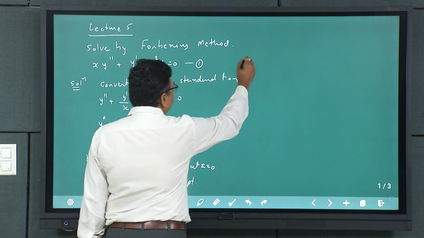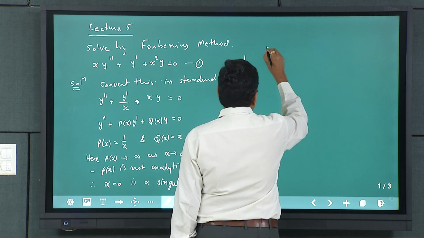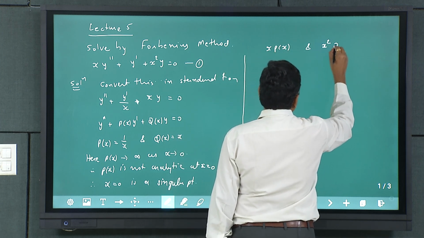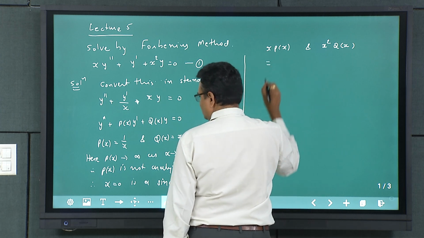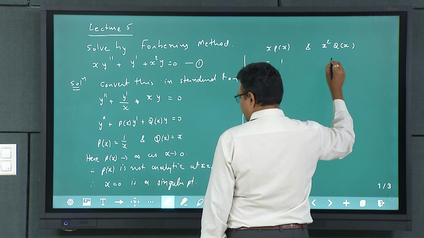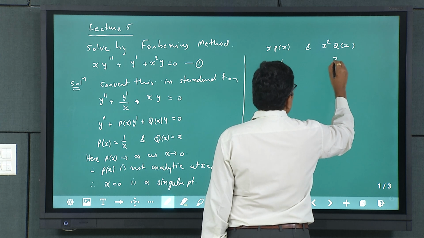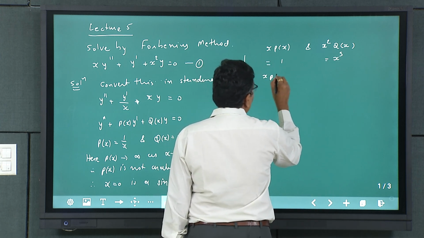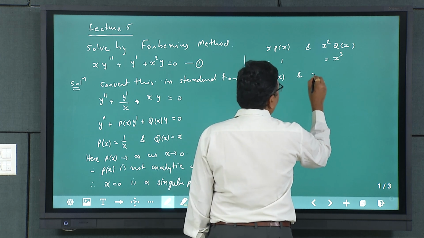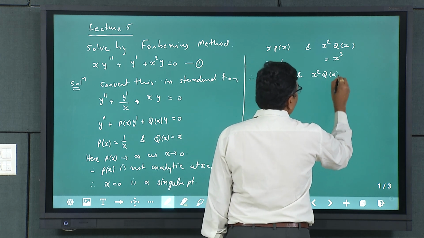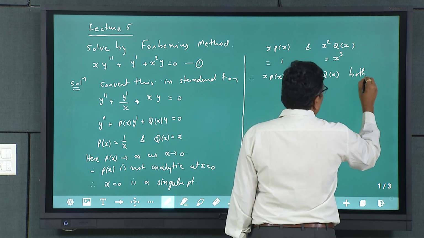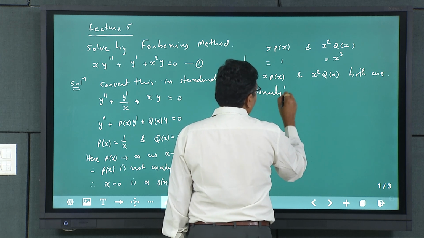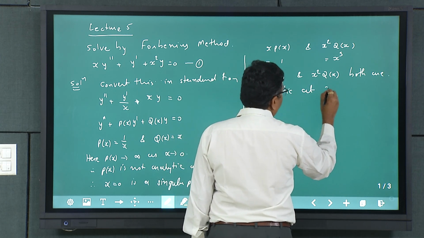Okay. Now હવે આપણે જોઈએ કે x into px and x square into qx, right? So x into px, that is equal to 1, and x square into qx, that is equal to x cube, right? So therefore x into px and x square into qx both are analytic at x is equal to 0.